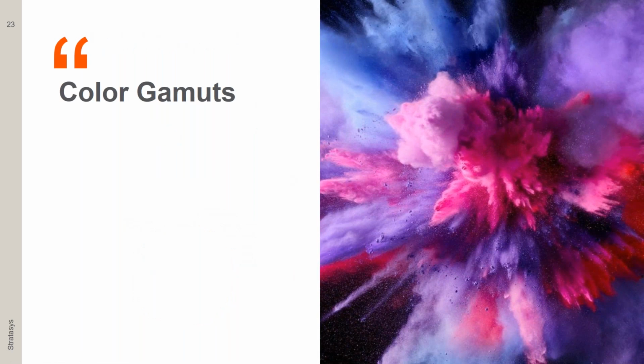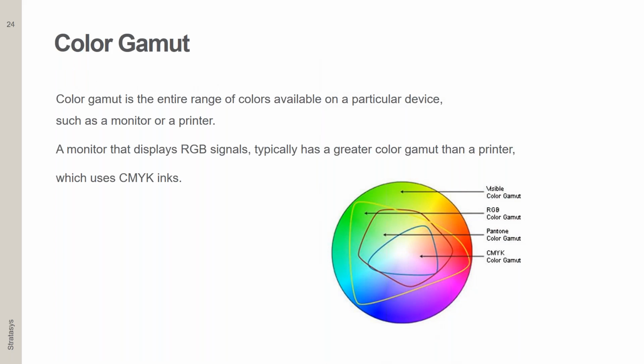That brings us to the next topic. This is the color gamuts. As you saw in the presentation before, the color gamut is the entire range of colors available on a particular device, such as a monitor or a printer. A monitor that displays RGB signals typically has a greater color gamut than a printer itself, which uses CMYK inks. And no matter if it's 2D or 3D, this is the challenge.